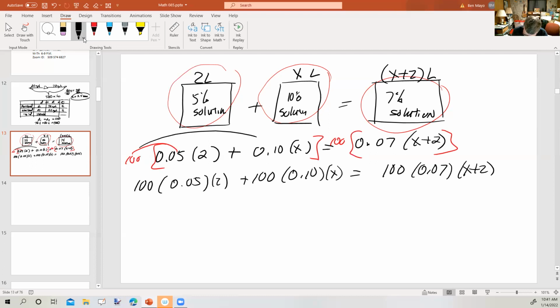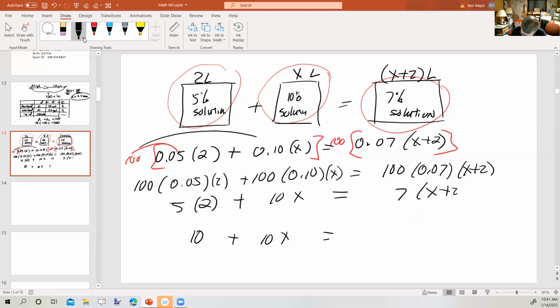Let's see, 100 times 0.05 is 5. So I've got 5 times 2, which is 10. 100 times 0.10 is 10 times X is 10X. 100 times 0.07 is 7. 7 times X plus 2 is 7X plus 14. So now, having simplified my equation, 10 plus 10X equals 7X plus 14. I'm going to subtract 7X from both sides and get 10 plus 3X equals 14.